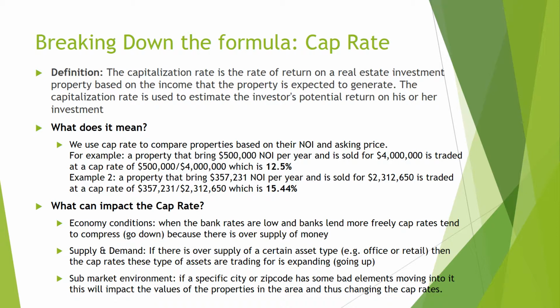But if I have to compare it to the property in example 2 that has a $357,231 as NOI, and it was sold for $2,312,650. It's really hard to compare apples to apples because these numbers are not round and nice like the ones in example 1. So when we pull the formula out of this and we do the division, what we get is a cap rate of 15.44. So obviously the property in example 2 had a better cap rate than the first one. But without doing the calculation and comparing apples to apples, it was really hard to understand which one was the better deal.